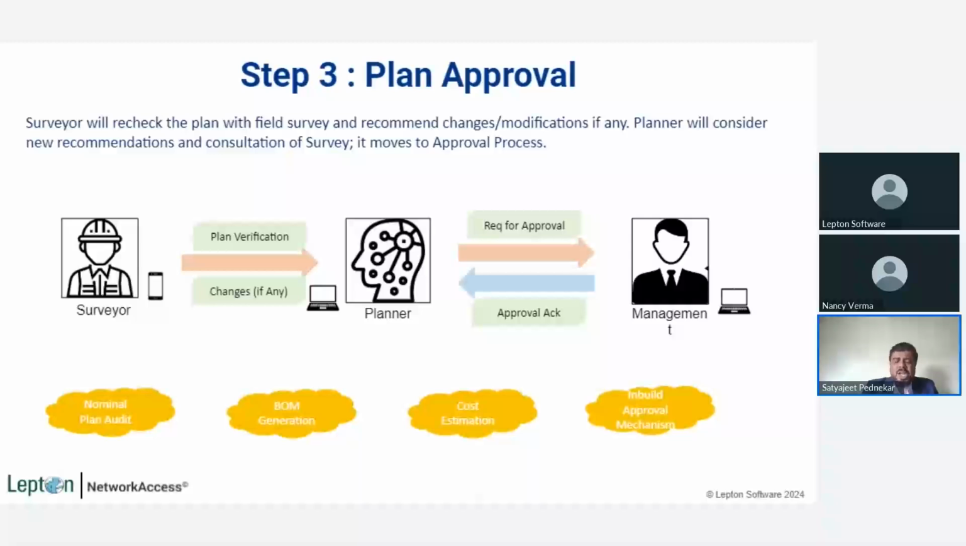Management will check the final plan, the cost estimation, and then on the smart inventory itself, it will give the acknowledgement, or it will give the approved plan. So these are the three different kinds of advantages you will get in the plan approval. The first one is the nominal plan audit. The surveyor will check the nominal plan audit. He will recommend any changes to be done.